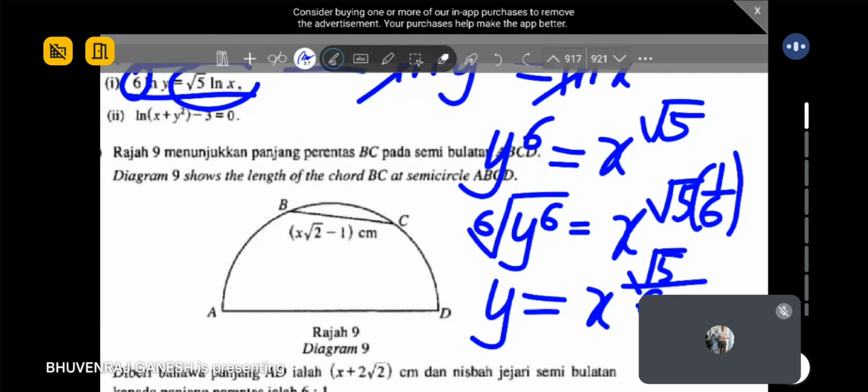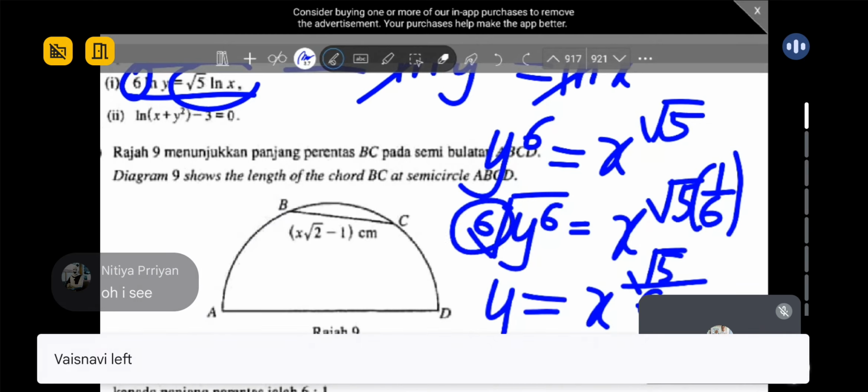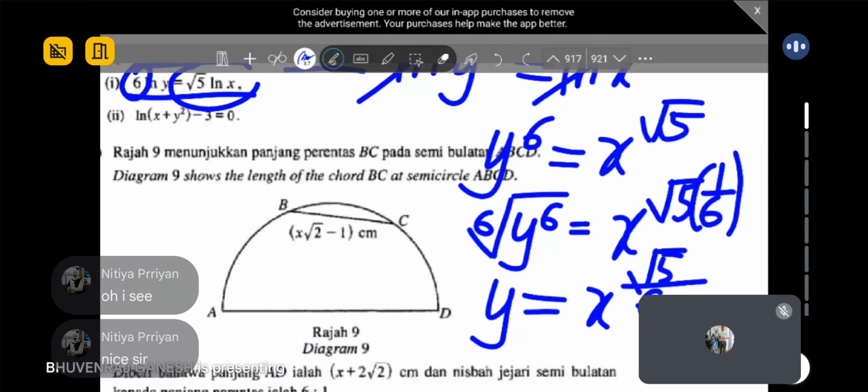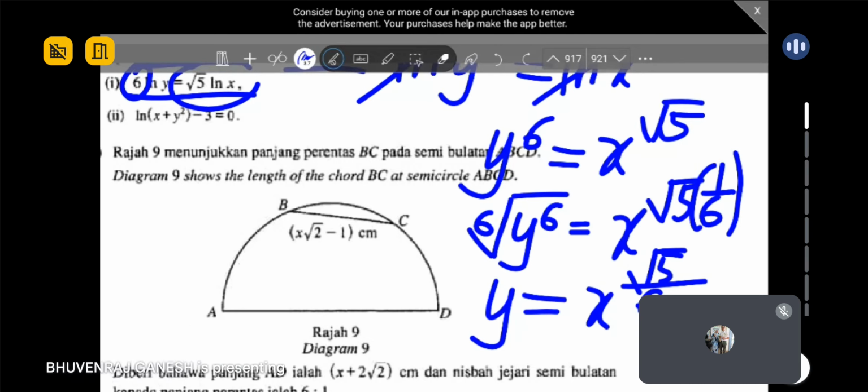Jawapan dia. Yes, what's your question? I want to get rid of power 6. So I times 1 over 6 lah. Saya kali 1 per 6. 1 per 6 maksudnya apa, guys? Punca kuasa ke 6. Am I right? The 6 root. So when I do 6 root on left-hand side, right-hand side also, I must times 1 over 6 to the power. So that's why the answer is like this.